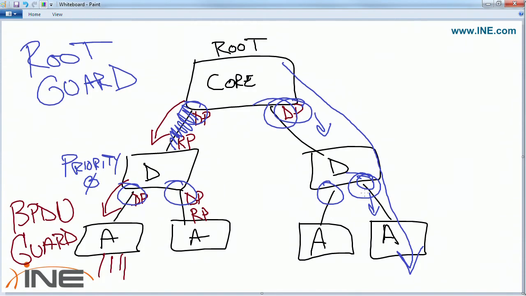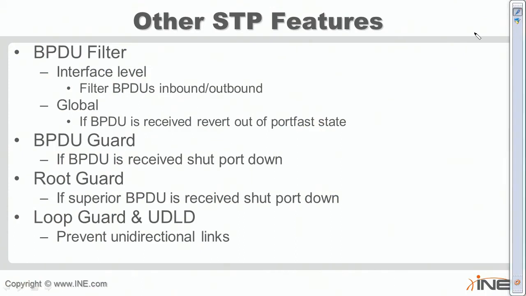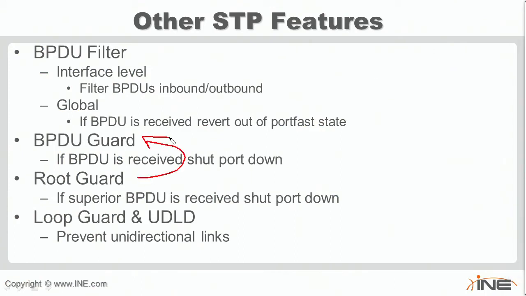Advertisement, correct. So it's kind of a subset. Root guard is a subset of what BPDU guard is doing. This one says if you hear any spanning tree, just shut the port down. This one says if someone else tries to become the root, then shut the port down.